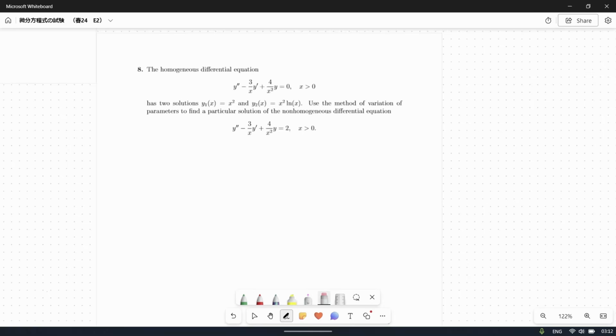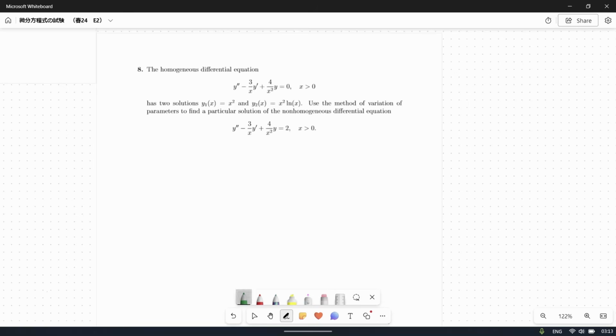All right, number 8. The homogeneous differential equation y'' - (3/x) y' + (4/x²) y = 0, when x is greater than 0, has two solutions: y₁(x) = x² and y₂(x) = x² ln(x). Use the method of variation of parameters to find a particular solution of the non-homogeneous differential equation y'' - (3/x) y' + (4/x²) y = 2, where x is greater than 0.